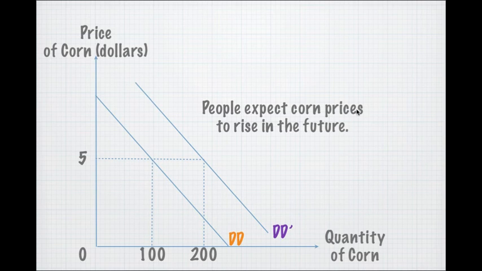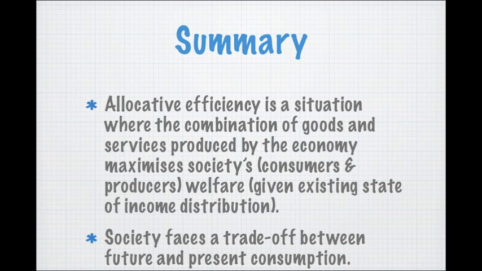For example, if people expect corn prices to rise in the future, they will demand more corn, regardless of the price level of corn. So at any given price level, we expect that consumers will demand more corn now than before because of a change in expectations of the future. So take note that anything that is not price will result in a shift in the demand curve, whereas anything that's a change in price will result in a movement along the demand curve. So these are the two main differences.